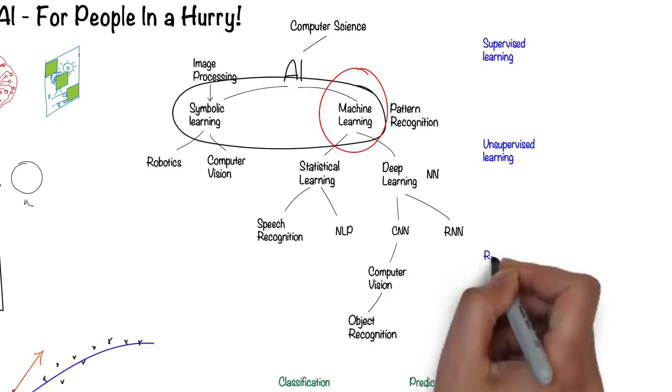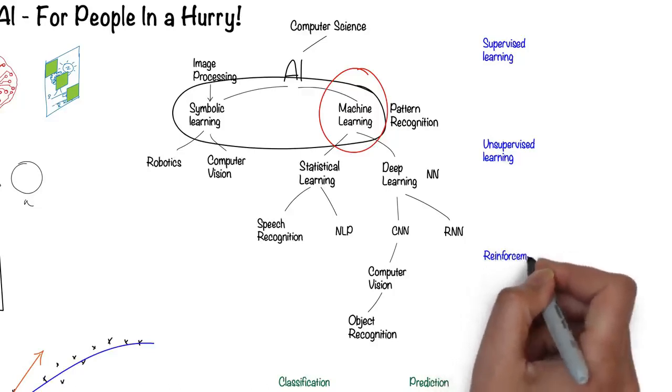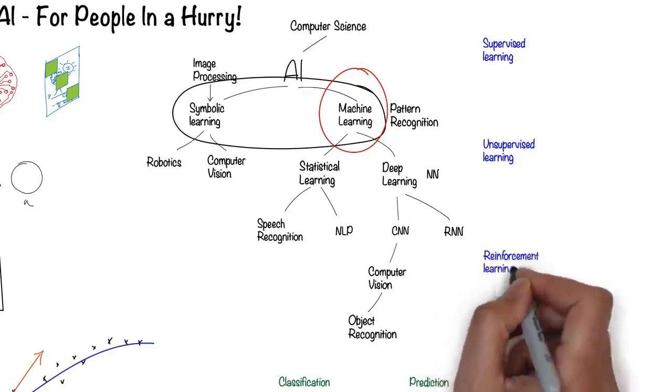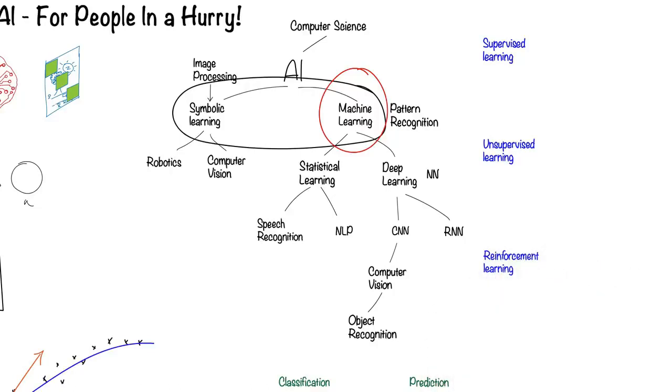If you give any algorithm a goal and expect the machine, through trial and error, to achieve that goal, then it's called reinforcement learning. A robot's attempt to climb over the wall until it succeeds is an example of that.